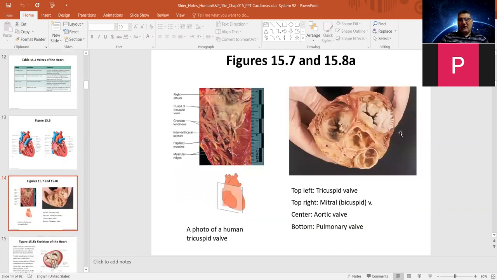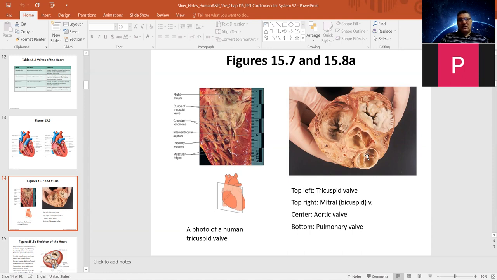This is how the valves actually look. So this is the tricuspid valve. This is the bicuspid valve. And of these two, this one here is the aortic. How did I know? It's in the center. Location is in the center. And this one here is the pulmonary one.